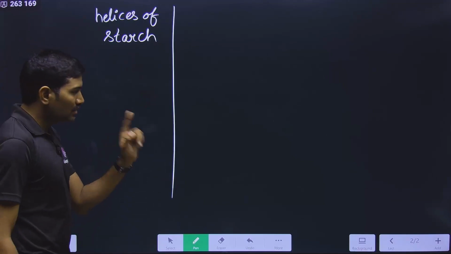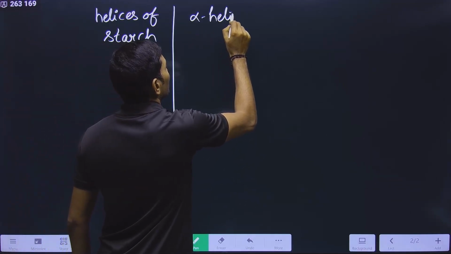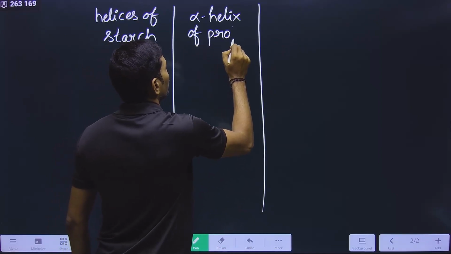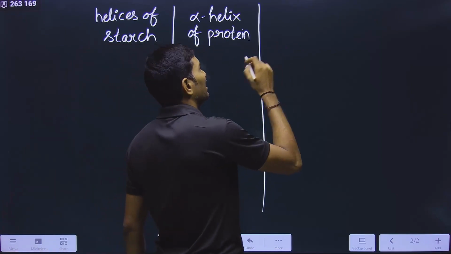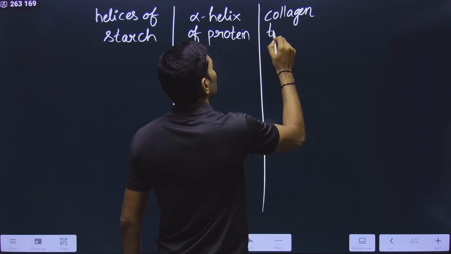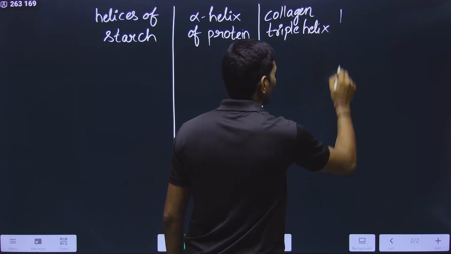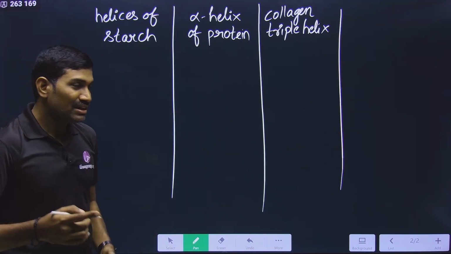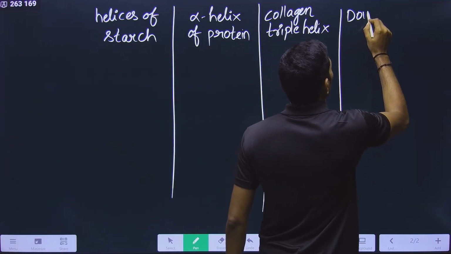Nice. Next one, in the previous lecture we studied about alpha helix of protein. Yes or no? Next one, we studied another helix, that is collagen triple helix. Please interlink the information so that it will be easy to remember. Collagen triple helix. And for DNA, when we studied about double helical structure of DNA.